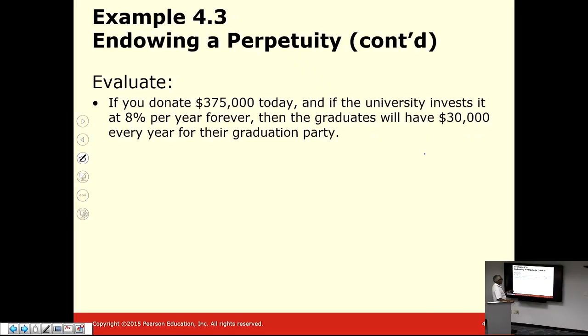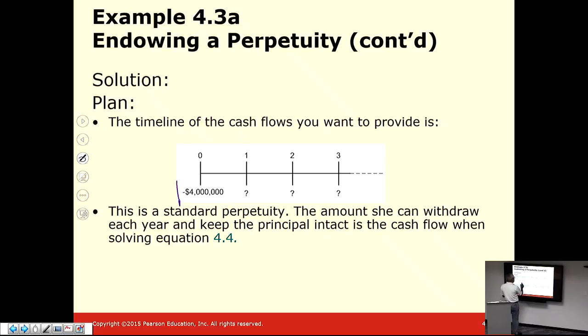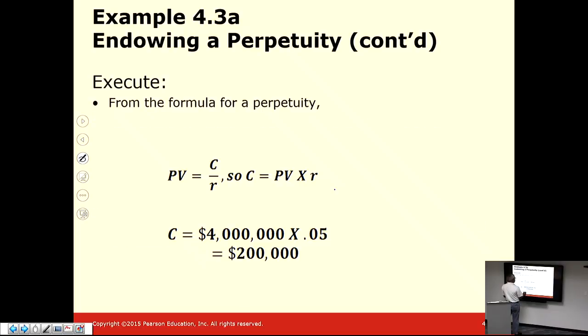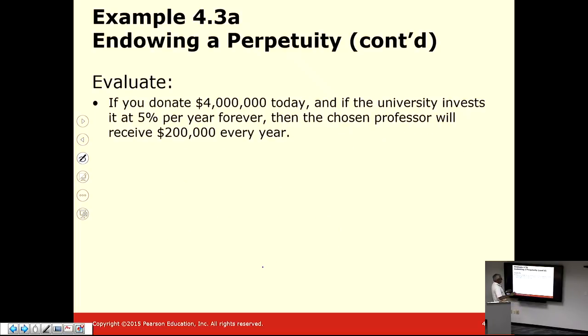Over here, it's a different problem. You are willing to donate 4 million, and the university earns a 5% return. How much will the endowment receive per year? So your present value is 4 million. This is what we have to calculate, and the interest rate is 5%. So present value is C divided by R, or C is going to be present value times R. Present value is 4 million. I multiply that by an R of 0.05 or 5%. That will give me an annual endowment, annual cash flow, of $200,000. So we can do it both ways.